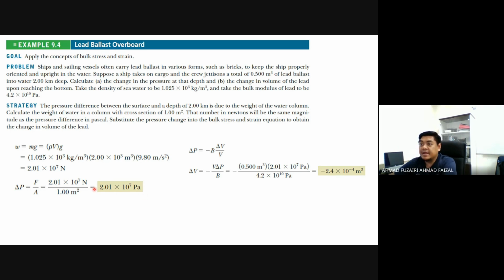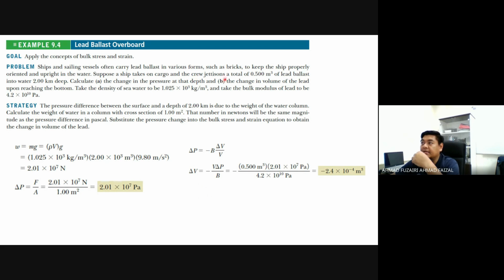Okay, so as you can see here, this is the pressure difference between the surface and the depth of 2 kilometers, due to the weight of the water column. Okay, calculate the weight of water in a column with cross section of 1 meter cube. It is given by this, how they did the answers.